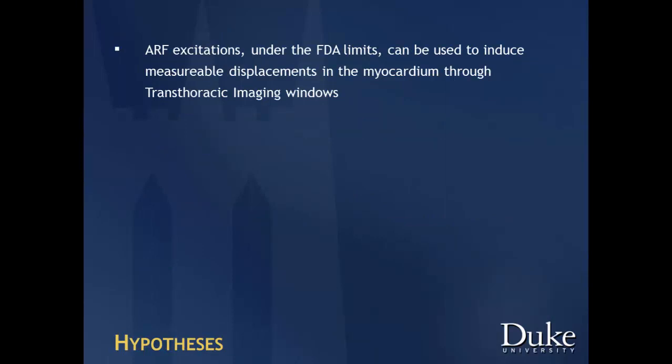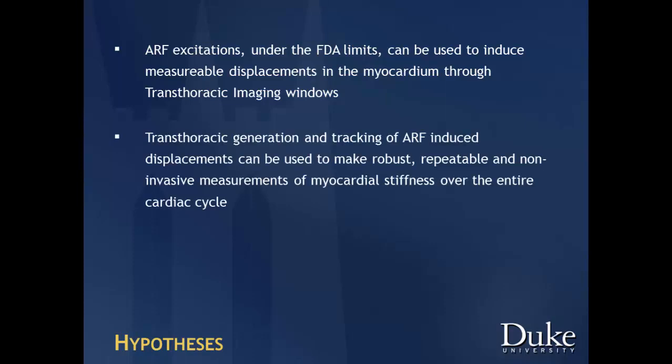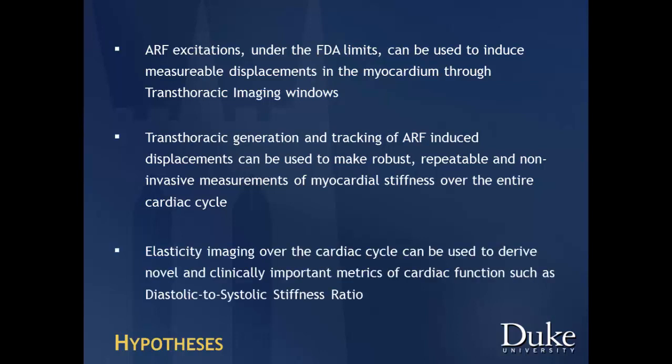So the hypothesis that we're testing is that within FDA limits, we can induce measurable displacements through the entire cardiac cycle transthoracically, and that those measurements will be robust, repeatable, and that they will indicate something about the cardiac stiffness. And ultimately, we want to develop metrics of function that we can start relating to disease states.